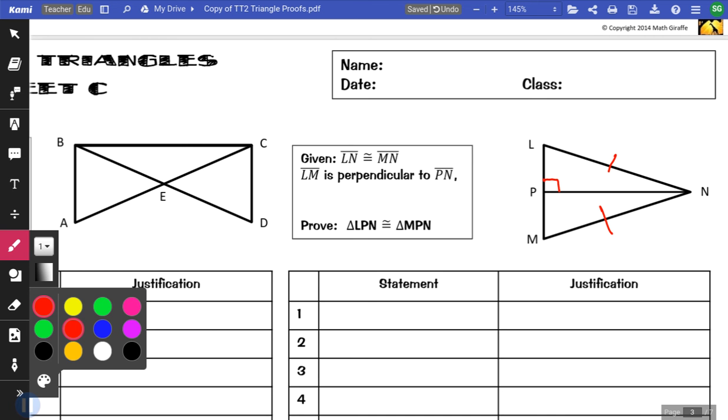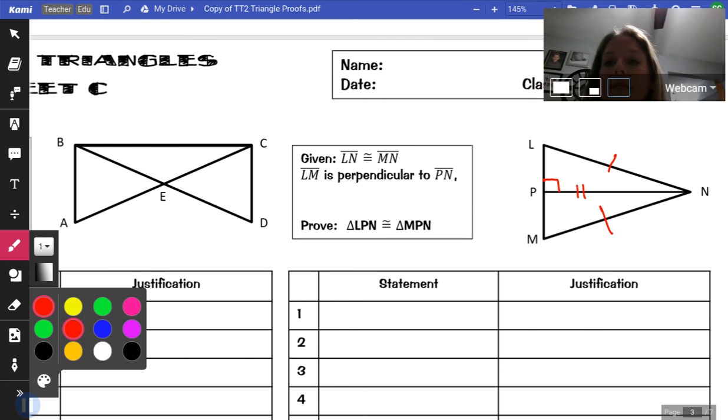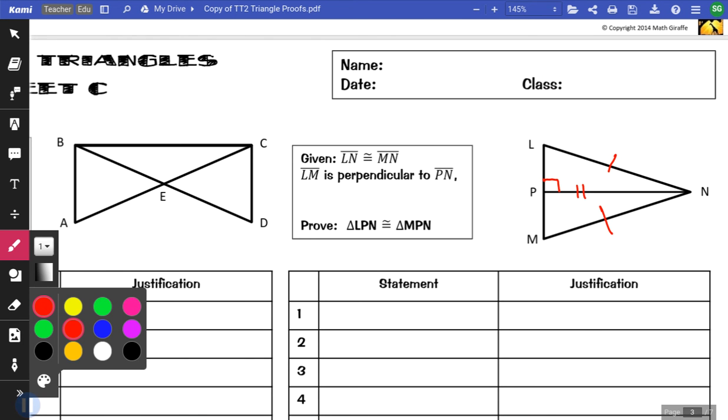So think about what we know that's not already marked. This PN has to be congruent to itself. We also are going to know, because these are right angles at P, that they're going to be congruent. Okay, let's start writing. LN is congruent to MN because it was given. LM is perpendicular to PN because it was given. All right.